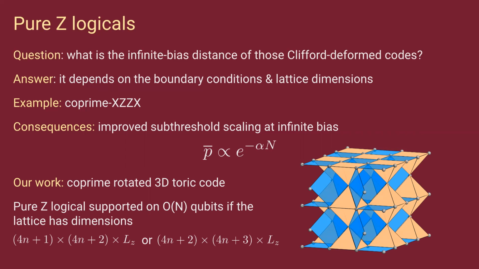So LX has to be equal to one or two modulo 4. The reason is that we have to have 4n+2 either here or here. So either LX or LY has to be 4n+2. Is that the only possibility? Yeah. When you don't have those conditions, then the logical is just like a sheet.